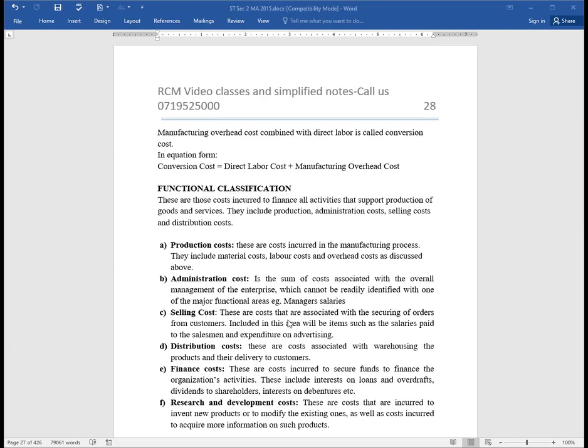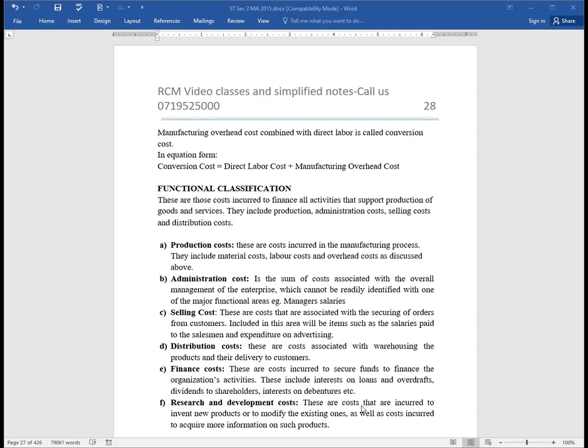We have selling. Selling is a serious function of any company. All those costs associated with securing orders from customers must be included under selling. Costs like advertisement, wages paid to salesmen, and commissions paid to salesmen. Then we have distribution costs.